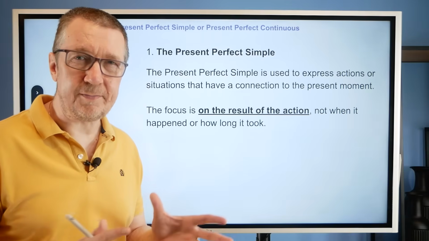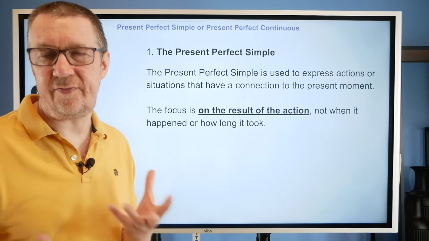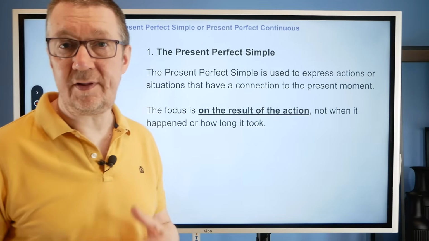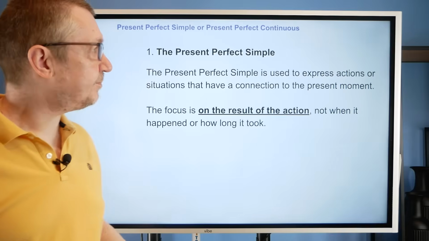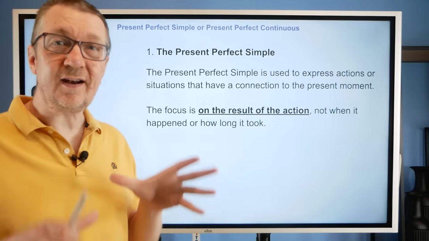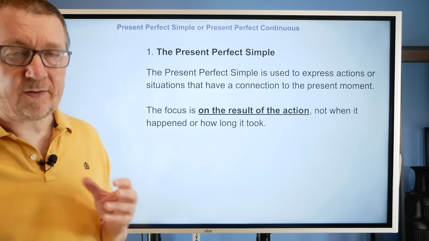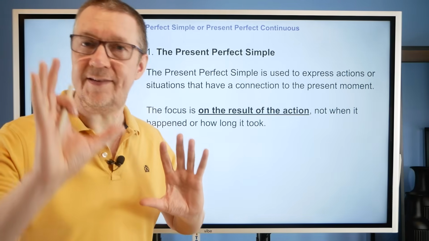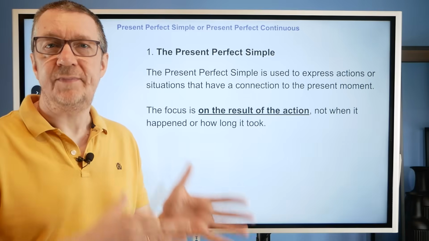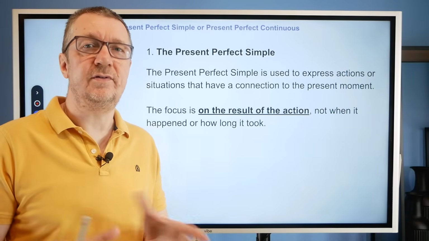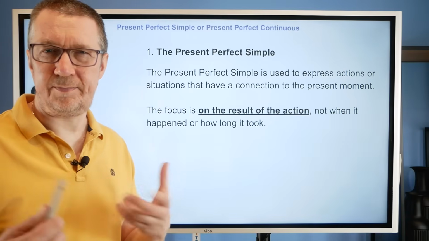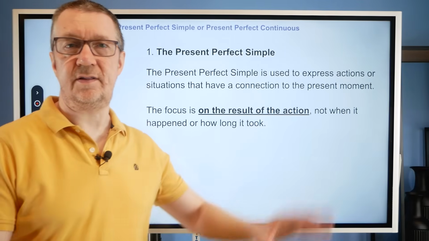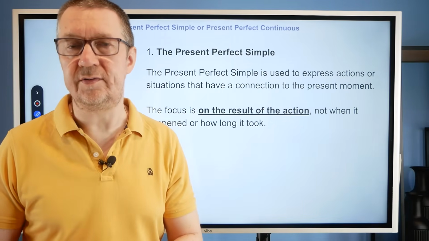Now, this is something that a lot of people don't get and find it difficult, so don't worry about it, we're coming to that. So the present perfect simple, what is it for? It's used to express a situation or actions that are linked to the present moment. Okay, so something that has happened in the past that actually is relevant to now, okay? So it's relevant to what's going on at the moment. And I'll explain a little bit more about that later. So the focus is on the result of the action. So the action happened and the result is what's important.